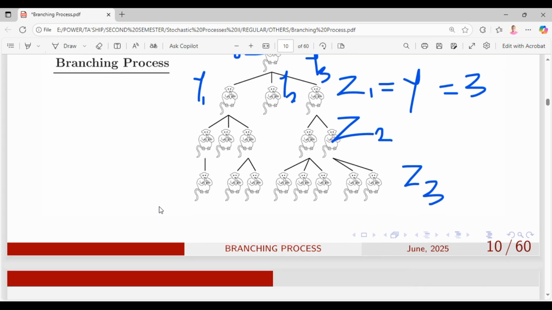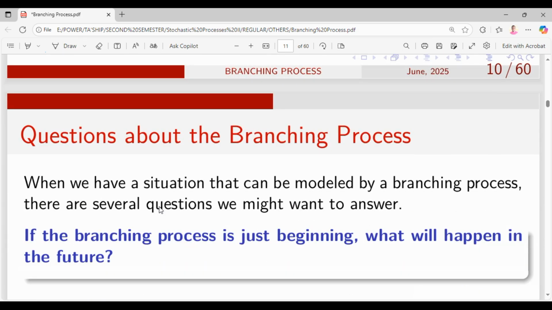So let's look at some questions about the branching process. What are the major things that we want to study about this probability distribution, or maybe we want to know about the survivorship or the extinction of this generation as time goes on? Is it that the generation is going to go extinct or is going to survive? So we want to know what questions we're going to ask.